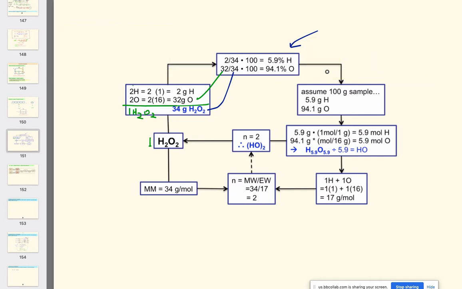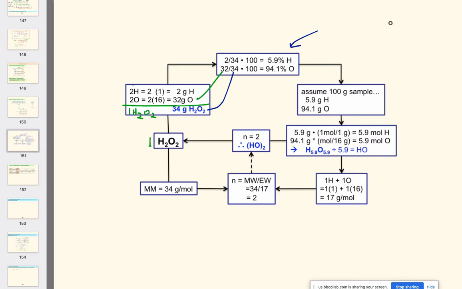Okay, so here we go. Now I want you to pretend we didn't do that first part and pretend we're just starting out with a problem that says a compound is 5.9% hydrogen and 94.1% oxygen. What is its empirical formula? To get to the formula, to get to moles, we have to first get to grams. So how can I convert a percent to grams?